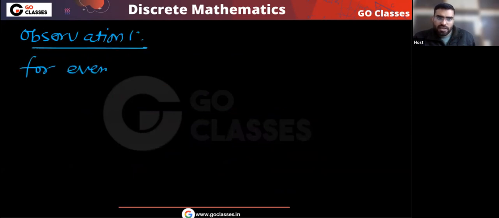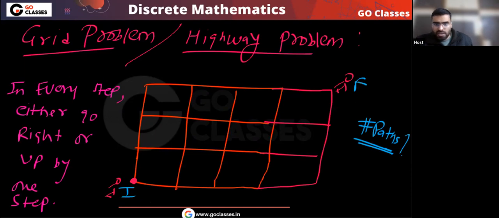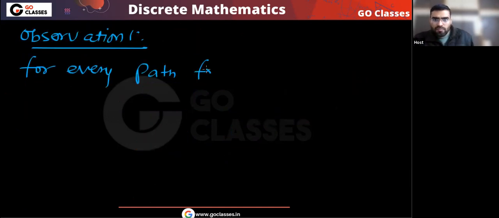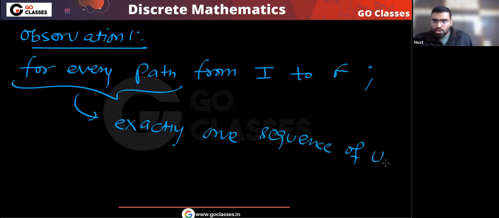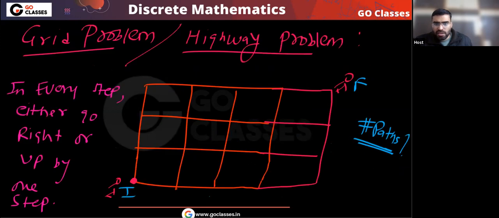So this is the first observation, observation 1. What is that? For every path from initial to final, from I to F, I can say there is exactly one sequence of u comma r. We will get exactly one sequence; we will not get more than one, whatever path you take.